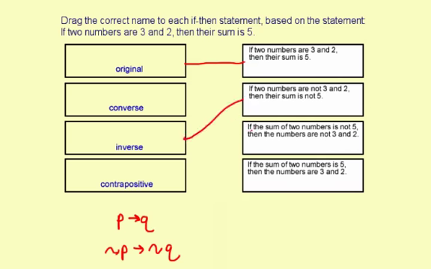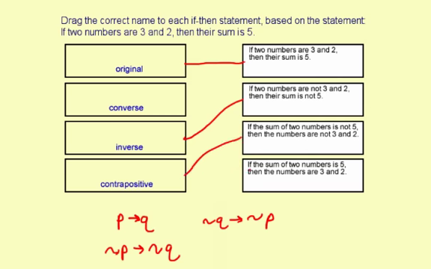The next statement, if the sum of two numbers is not 5, then the numbers are not 3 and 2. For this one, the hypothesis and conclusion are switched, and also the nots are thrown in there. So it's the negation of the converse, essentially. So in symbolic notation, that would be if not Q, then not P. And that's called the contrapositive. So that's this one here.